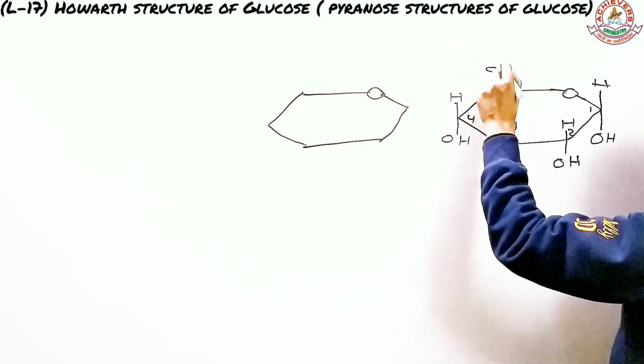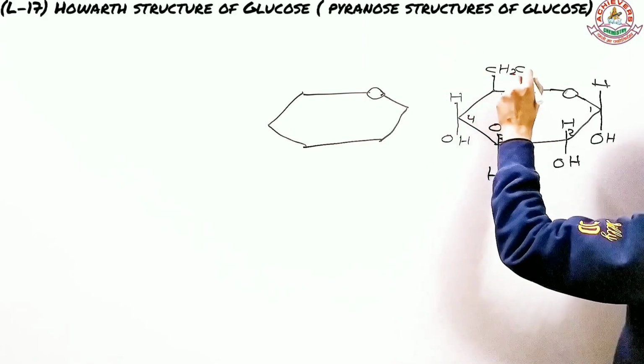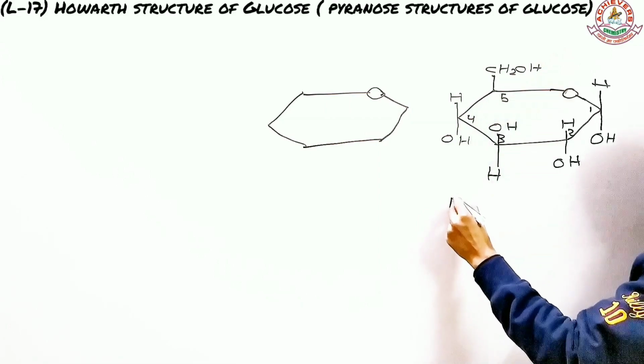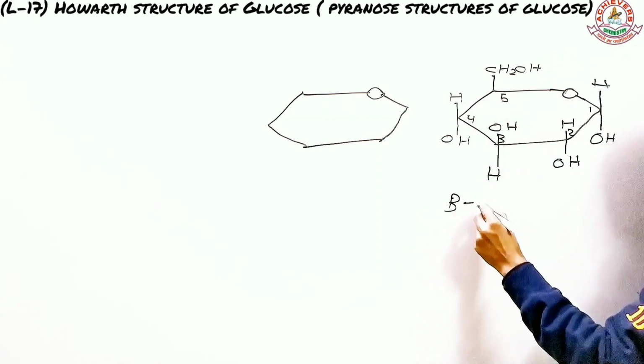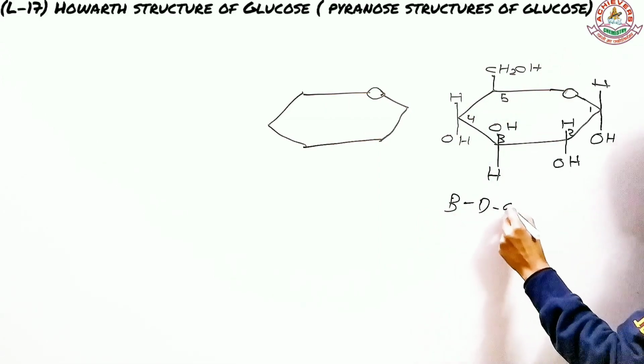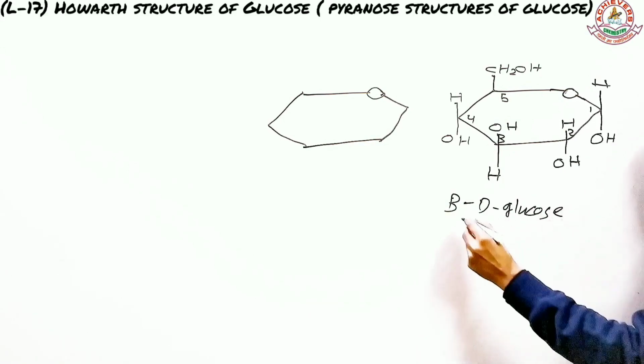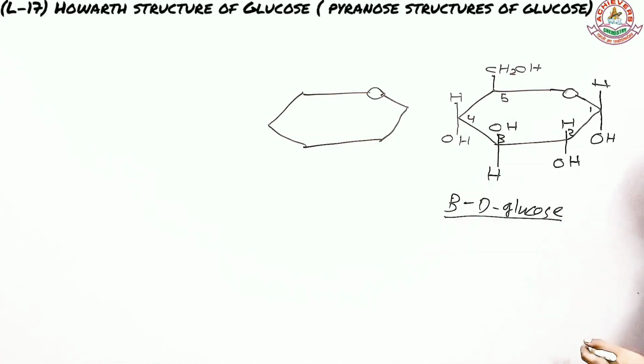is having a CH2OH, like this. This is called your beta D glucose. This is called your beta D glucose, right? This is your beta D glucose.